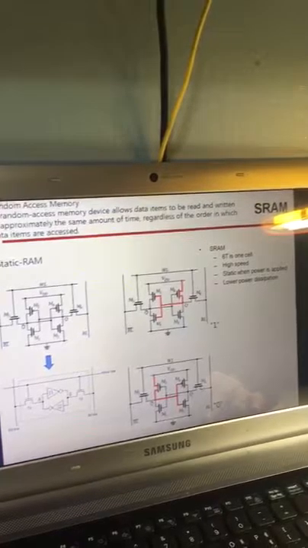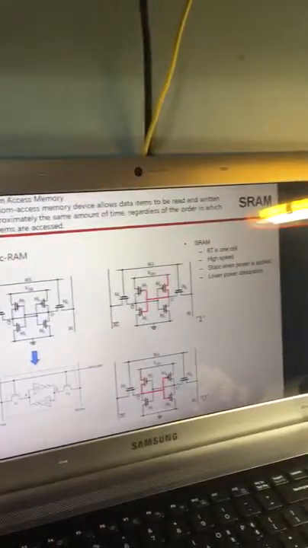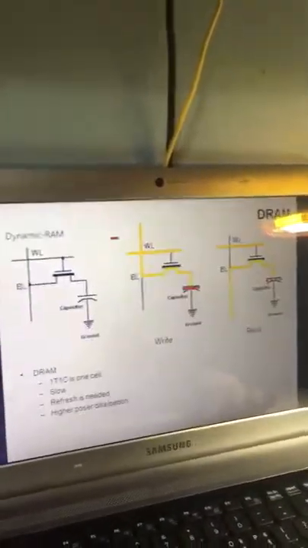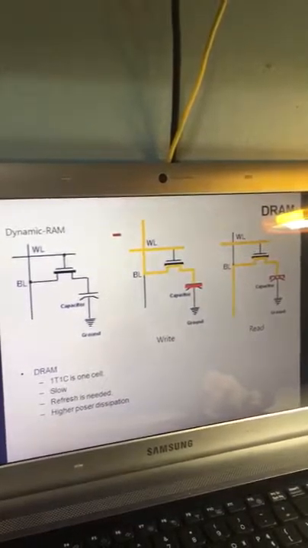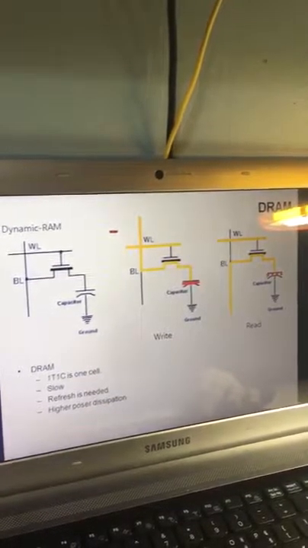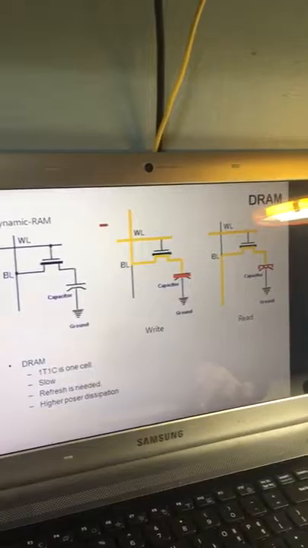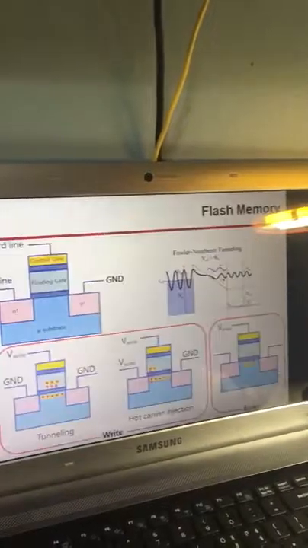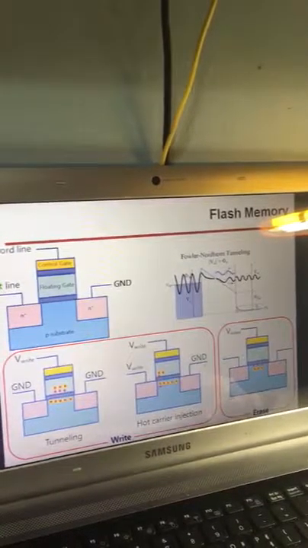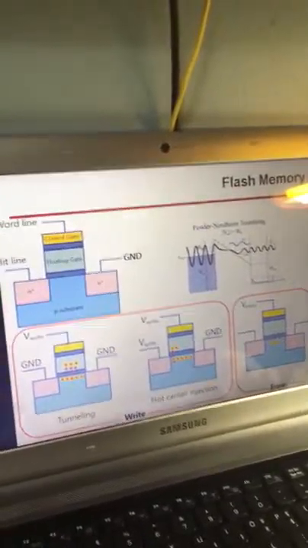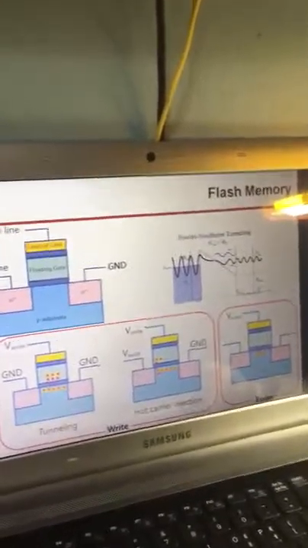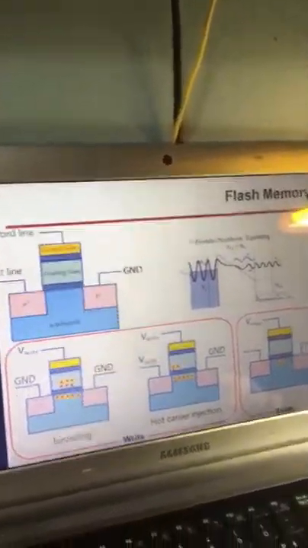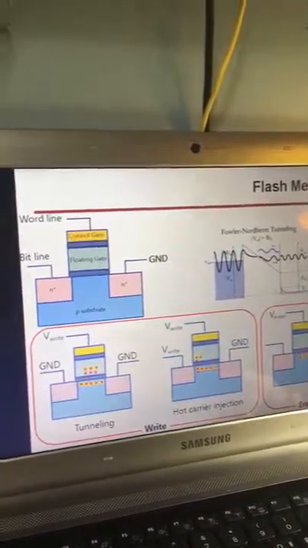Another type of memory is DRAM. It is a 1T cell. It is slower than SRAM and refresh is needed, and it also has power dissipation. Last is flash memory. It is slower compared to SRAM and DRAM. What you have to focus on in this section is quantum tunneling.